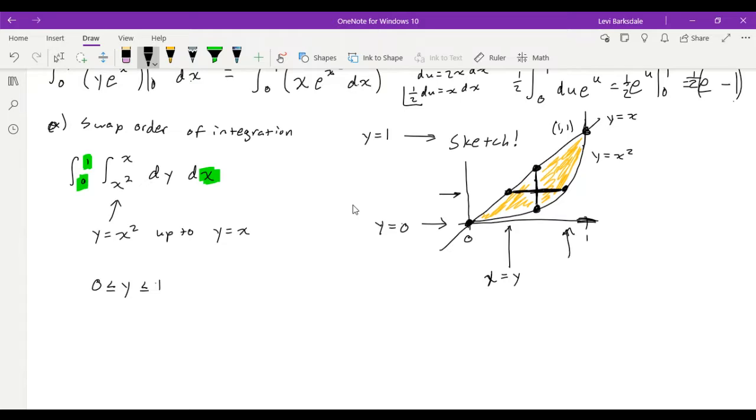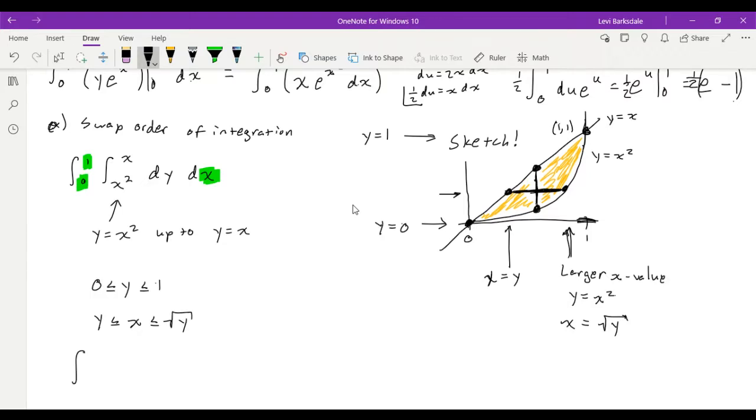Our larger x value is on the line y is equal to x squared. But since we want to write that as an x equals, we would have to take the square root of both sides, and we get x is equal to the square root of y. And that tells us that y is less than or equal to x is less than or equal to the square root of y.